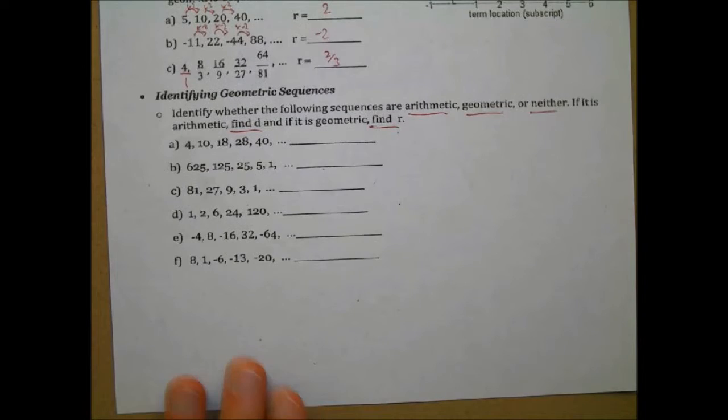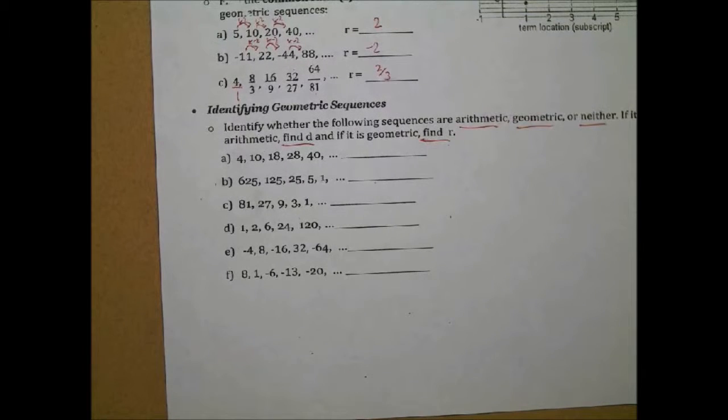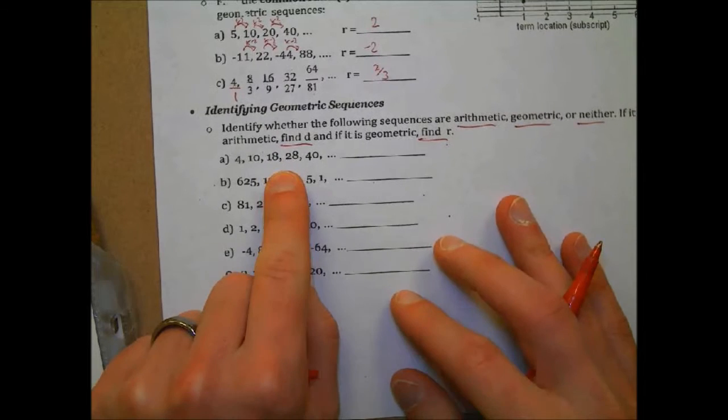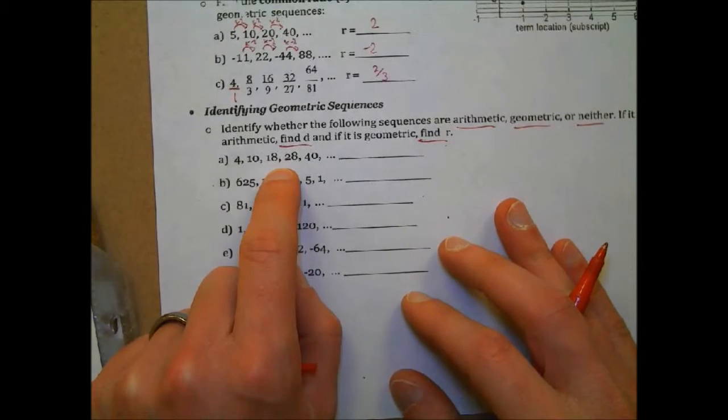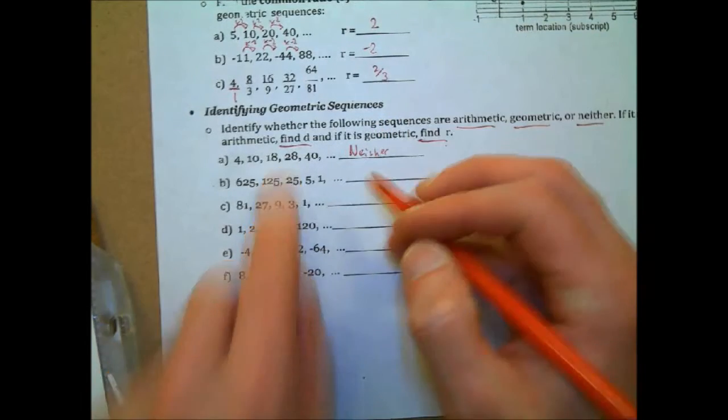Okay, time's up. Here we go. Let's see whose number is up. Hannah T, letter A. Arithmetic, geometric, or neither? Neither. Very good. Okay. We're not adding by the same amount each time here, right?